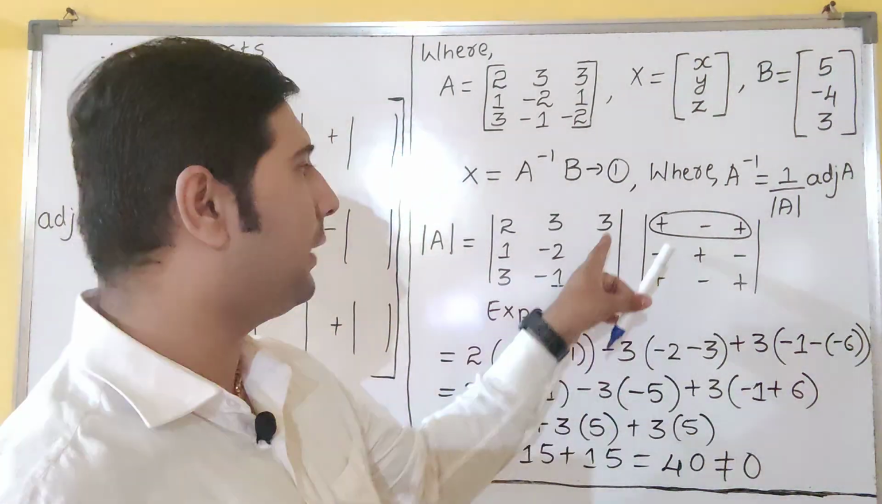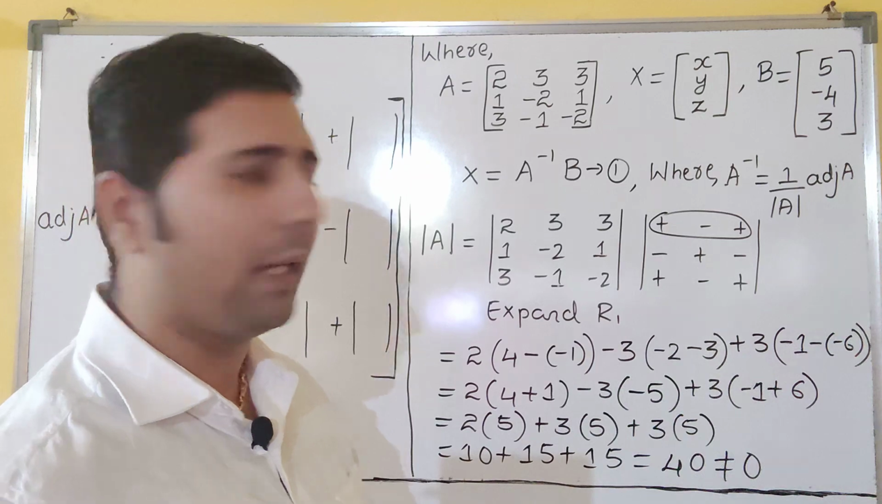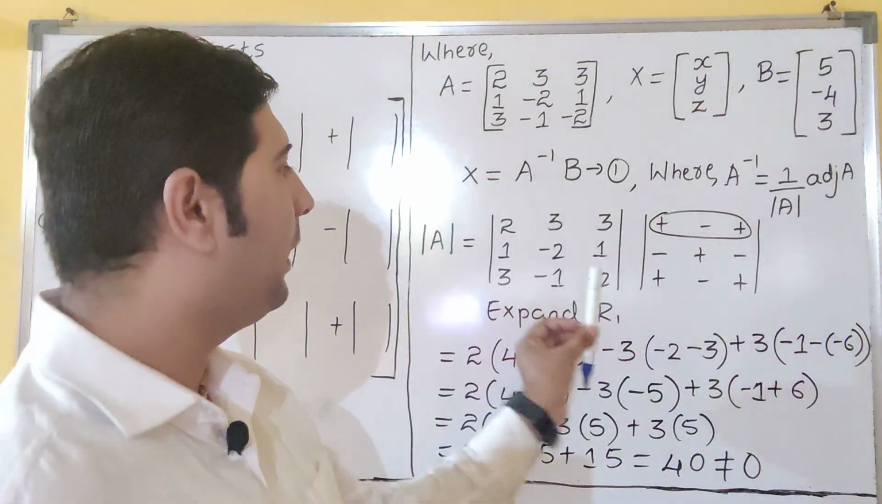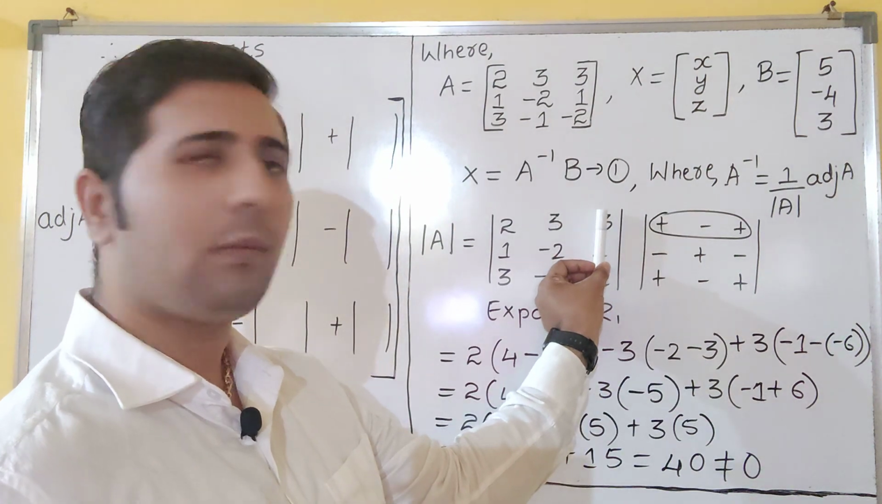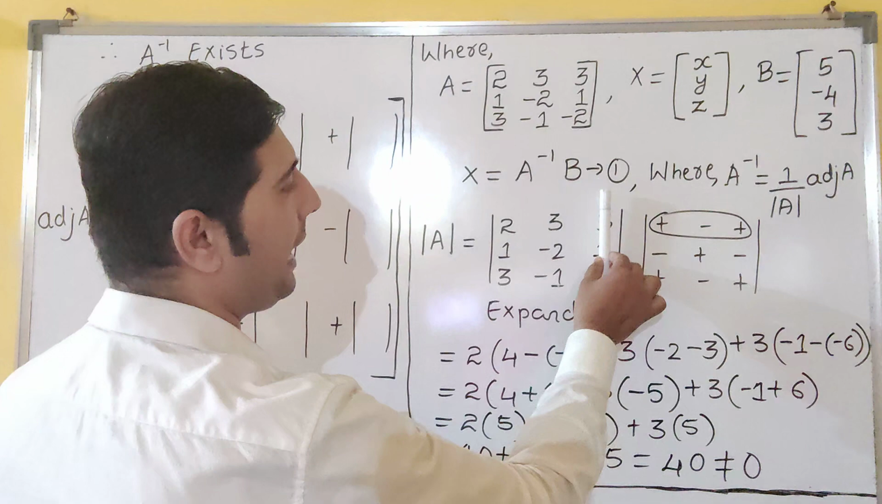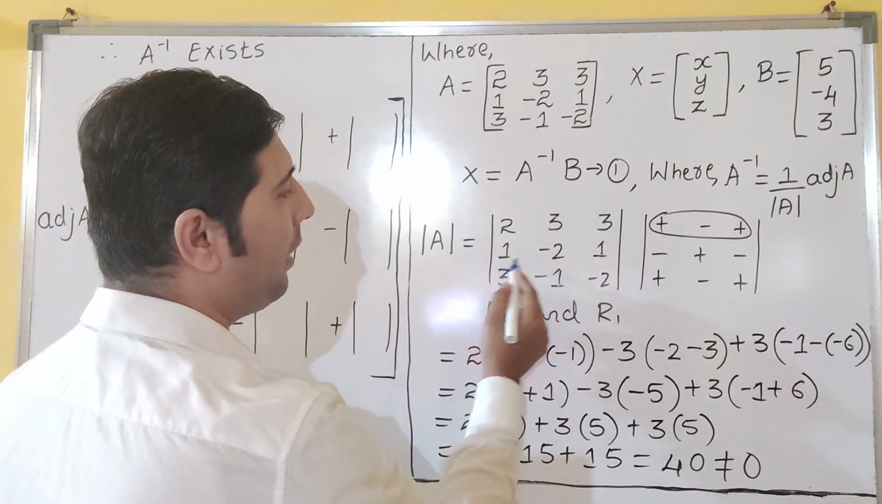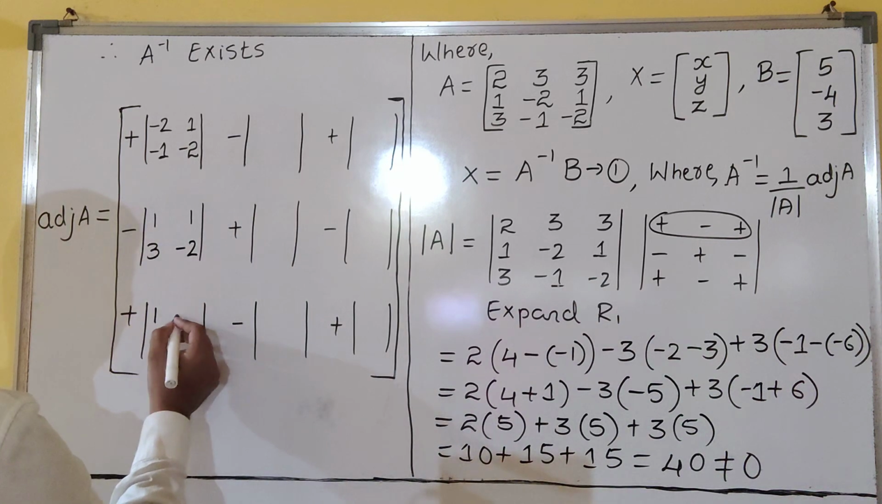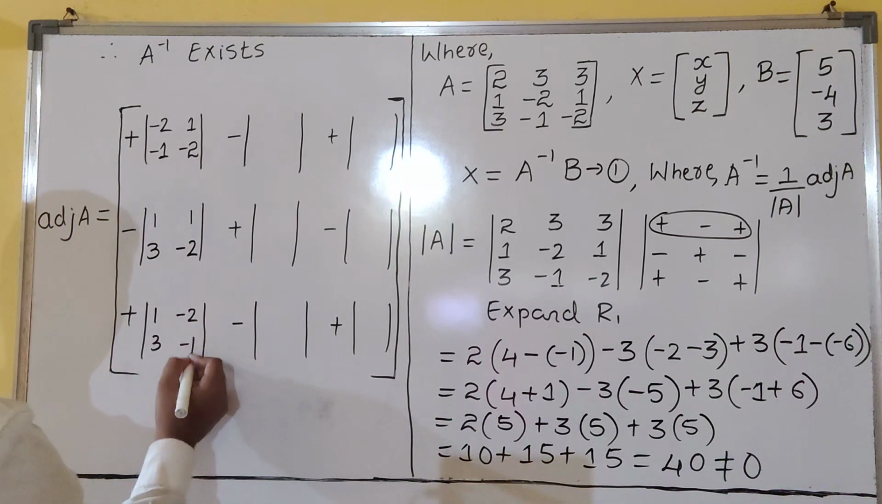So now see here. Next is what? A13. A13 means what? First row you leave, and last column you leave. What are you left with? Can you see? First row you have left and last column you have left. You are left with 1 minus 2, 3 minus 1.